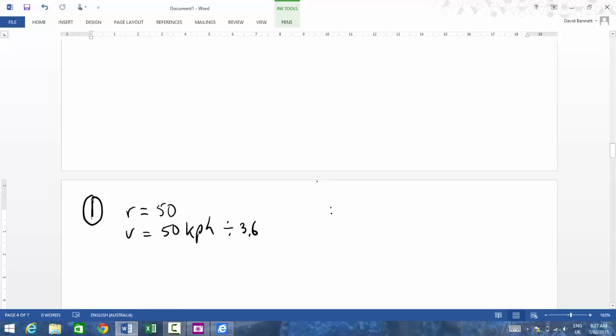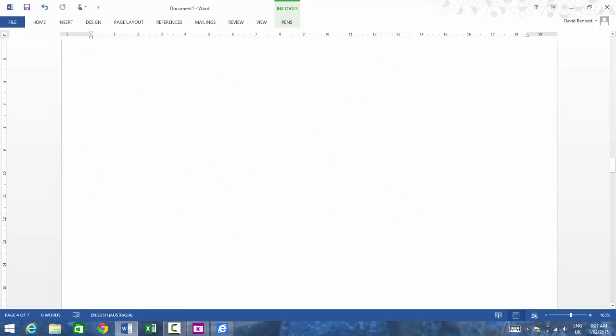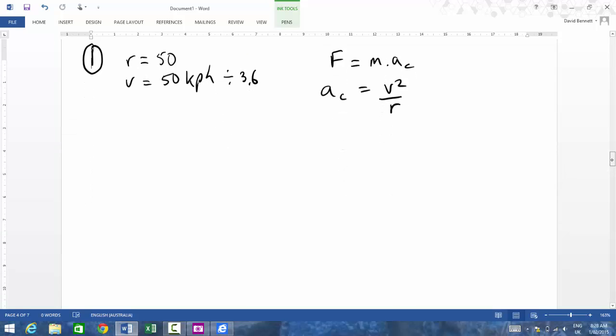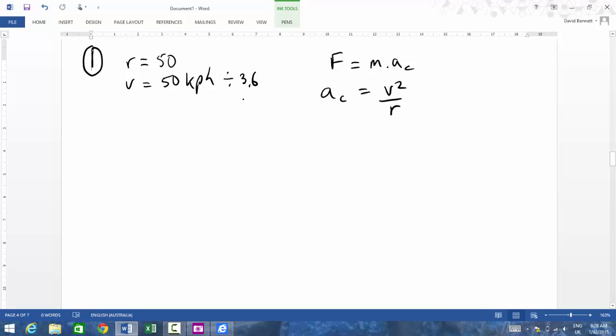So we know that force equals mass times acceleration, don't we? And we only want the acceleration, so acceleration we know is also v squared on r. So in other words, to work this out, you simply have to do your calculation of the velocity, square that, and divide by the radius. I'm not going to do that for you, I think you can do that yourself.